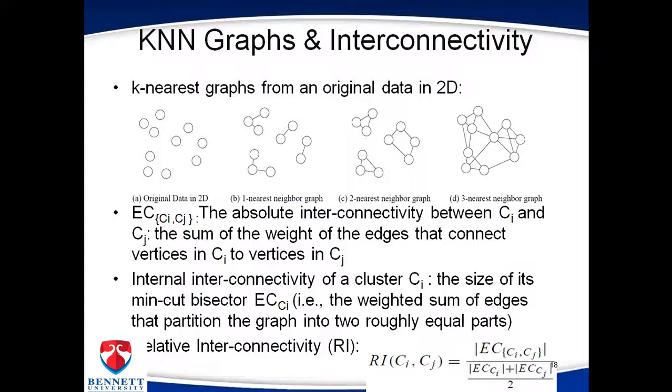RI of Ci comma Cj is basically EC(Ci,Cj) divided by (EC(Ci) plus EC(Cj)) divided by 2. Here EC(Ci,Cj) is the absolute interconnectivity between Ci and Cj, the sum of the weights of the edges that connect Ci to Cj. And the internal interconnectivity of cluster Ci is the size of its min-cut bisector EC(Ci), the weighted sum of the edges that partition the graph into two roughly equal parts.